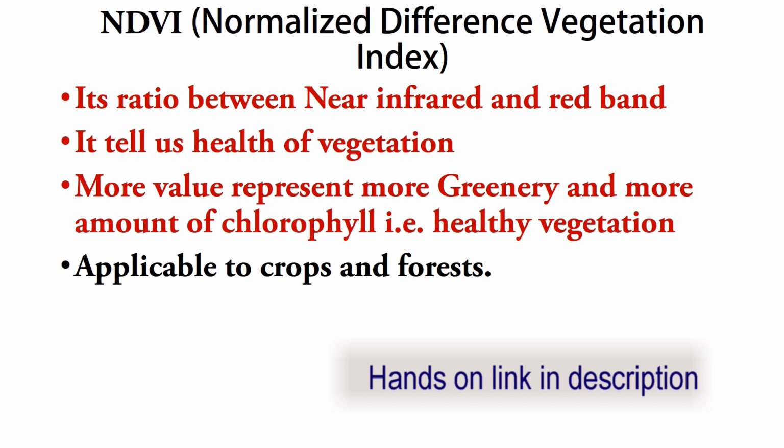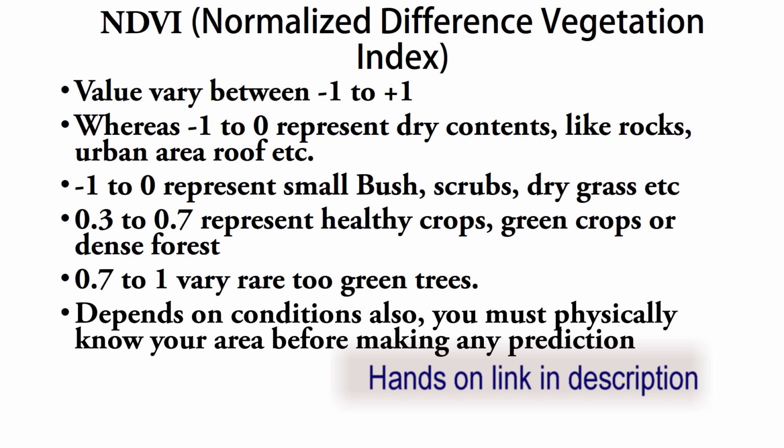A higher value represents more greenery, a greater amount of chlorophyll, and healthy vegetation. It's applicable to all crops and forests. We will know the growing season and the health of the forest. Generally, crops have a lower NDVI value than the forest.